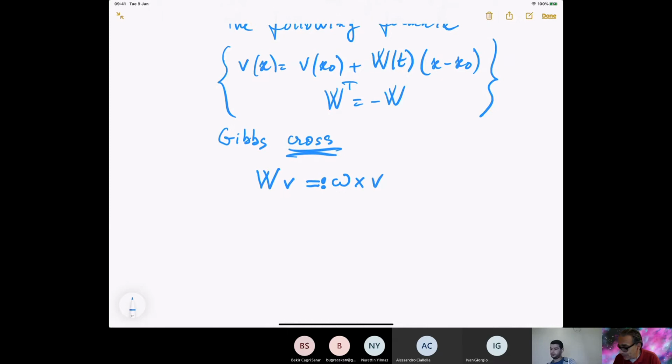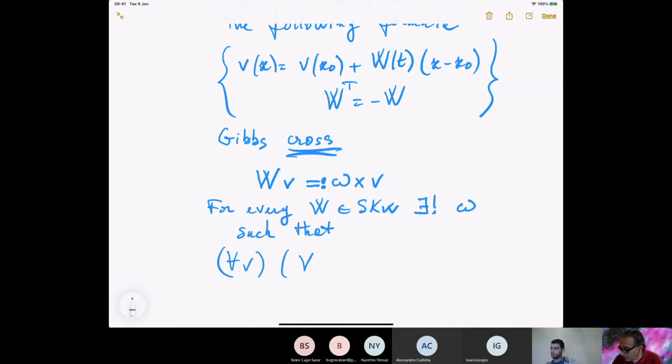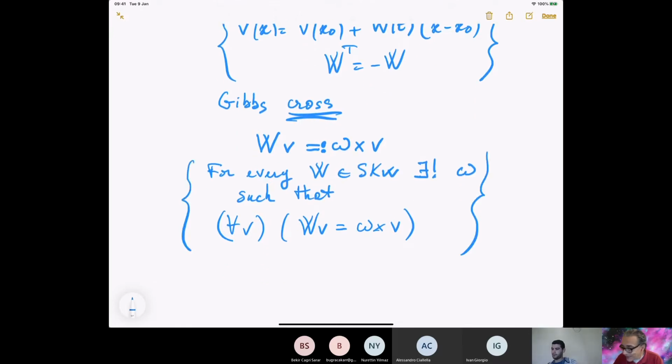So we can say in this way, for every W skew symmetric, there exists a unique omega such that for every V, W applied to V is equal to omega vector V. So in a sense, instead of writing a skew symmetric matrix applied to a vector, I prefer to introduce omega, a vector, and to invent the vector product in such a way that this equality is valid for every W.